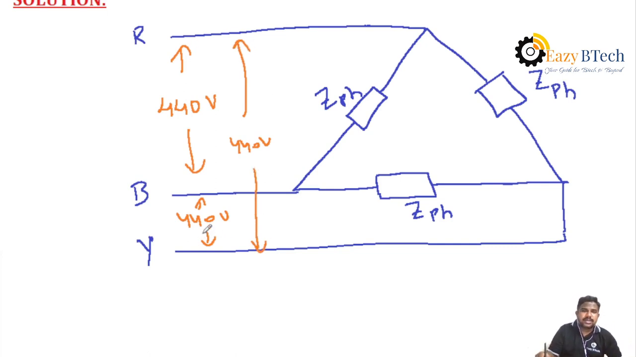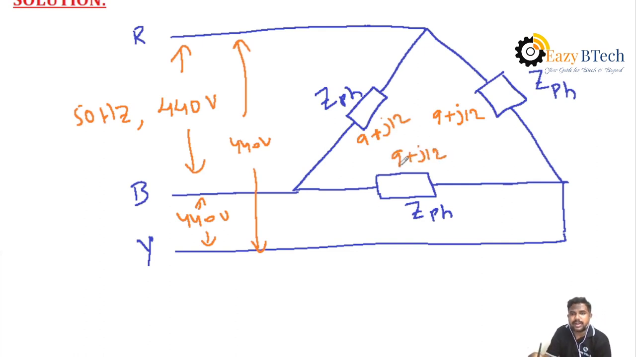Between any two phases, the value of the supply voltage is the same, that is 440 volts, and the given frequency is also the same, that is 50 hertz. These are the given values, and the impedance is given in the form of resistance and reactance. The resistance value in this problem is 9 ohms and the reactance value is 12 ohms. That's why total impedance is 9 plus j12. In a balanced system, the three impedances are equal, 9 plus j12 between any two phases.